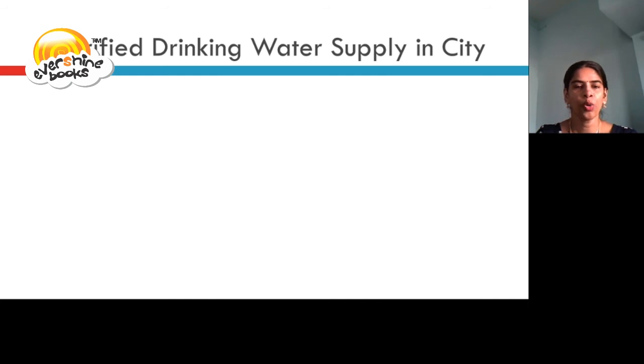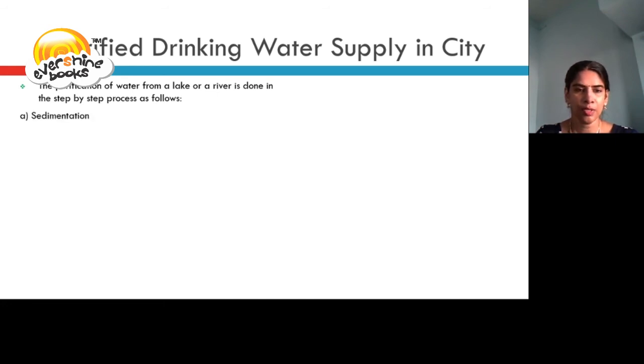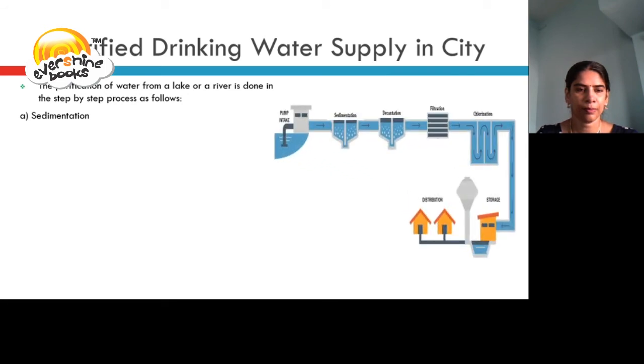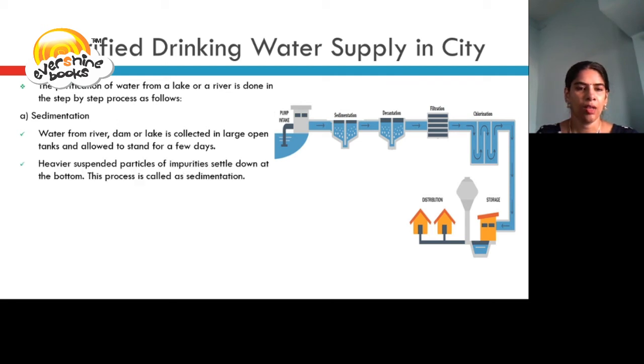Let us learn how purified drinking water is supplied in the city. The purification of water from a lake or a river is done in a step-by-step process as follows. The first step is sedimentation. Here, water from a river, dam or lake is collected in large open tanks. Then the water is allowed to stand for a few days. Heavier suspended particles of impurities settle down at the bottom. This process is called sedimentation.